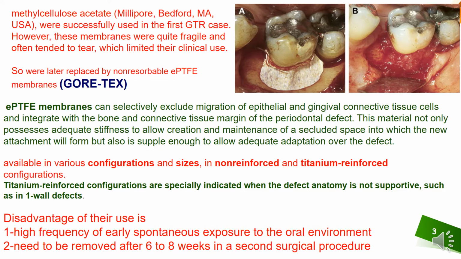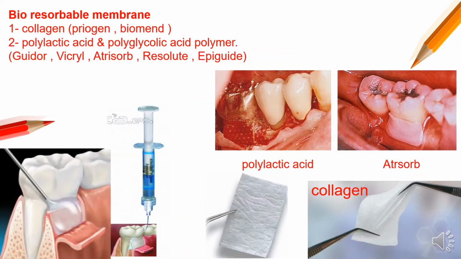A disadvantage of their use is the high frequency of early spontaneous exposure to the oral environment and the need to be removed after 6 to 8 weeks in a second surgical procedure. Then there are the bioabsorbable membranes, including collagen, and also polylactic acid, like the Atrisorb, which either comes in blocks or can be injected.